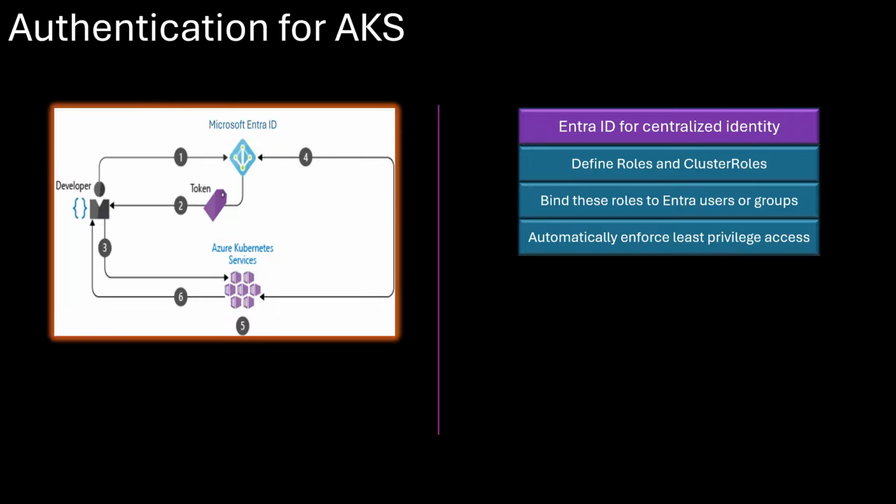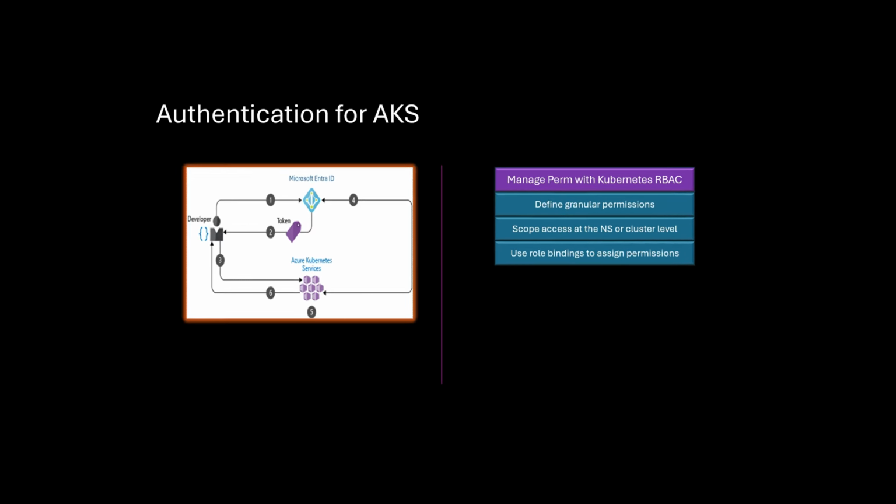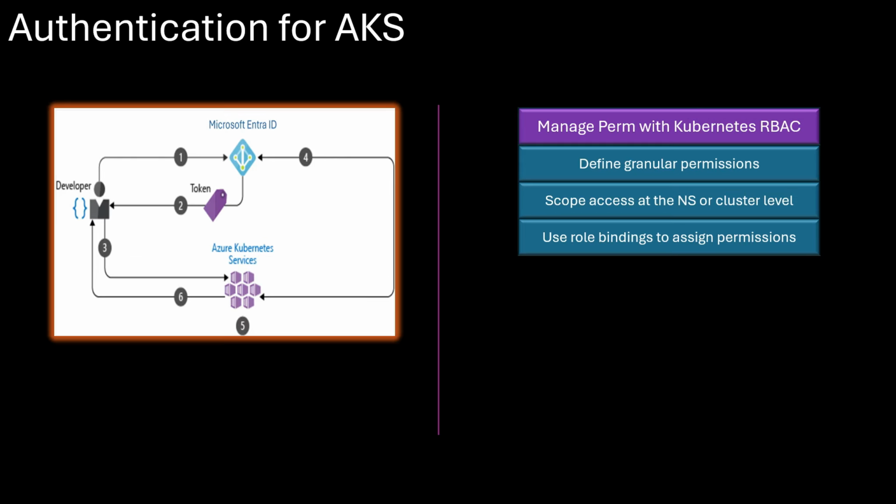across your Kubernetes cluster. To control access within your AKS cluster, you should use Kubernetes role-based access control. With Kubernetes RBAC, you can define granular permissions for different cluster resources. You can scope access at the namespace or cluster level and ensure users only interact with approved workloads. And you can use role bindings to assign permissions to users or groups authenticated via Microsoft Entra ID.